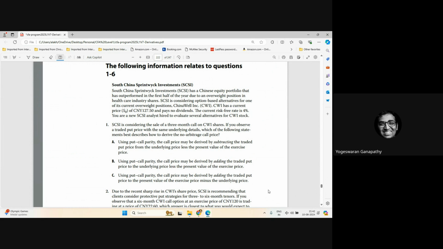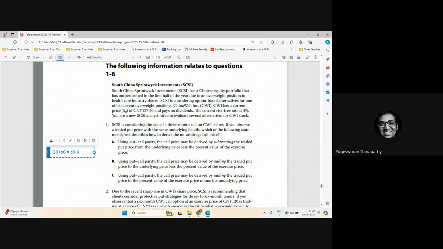You are a new analyst. I have to evaluate several alternatives to CWI stock. It is considering the sale of a 3-month call on CWI shares. If you observe a traded put price with the same underlying details, which of the following statements describes how to arrive at a no-arbitrage call price?